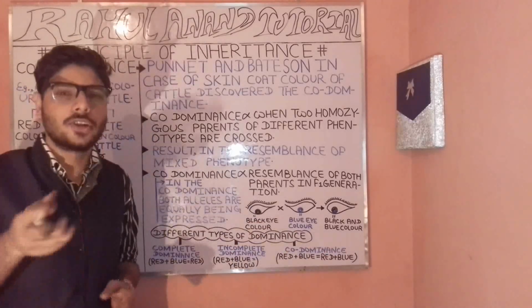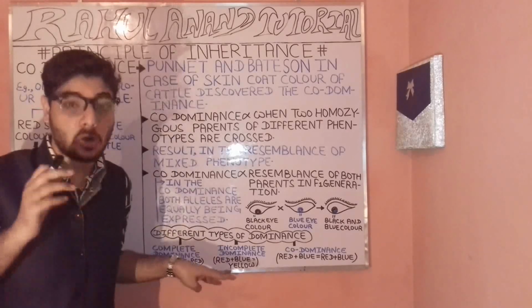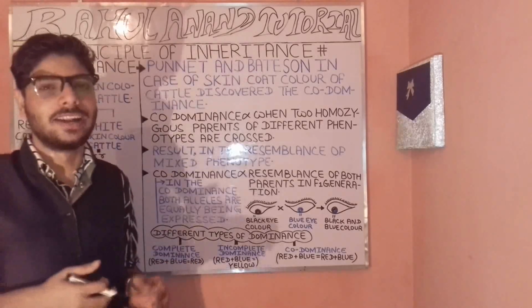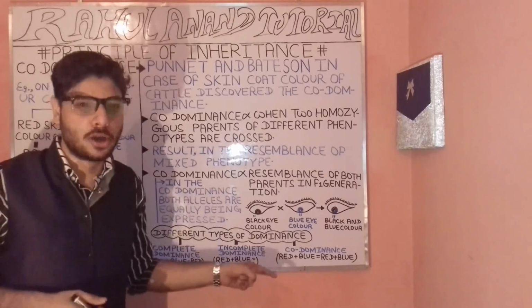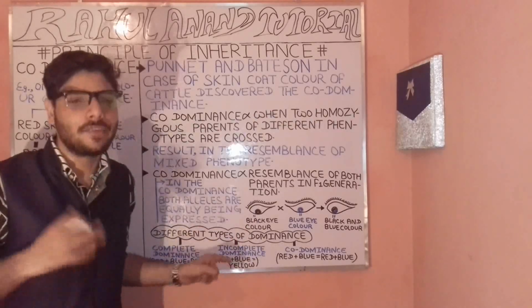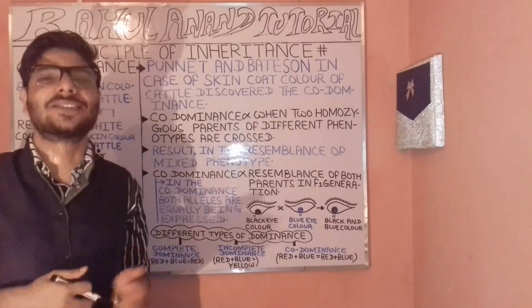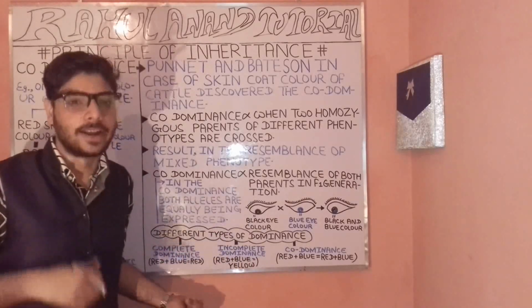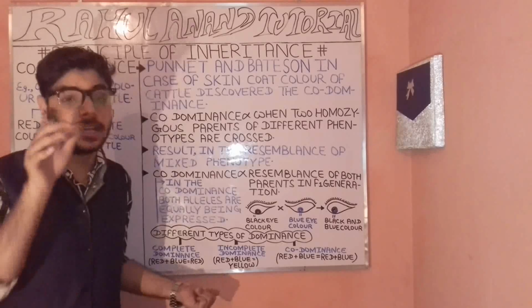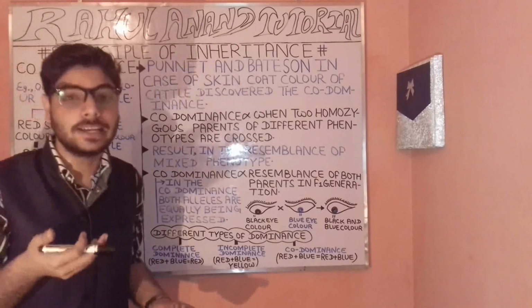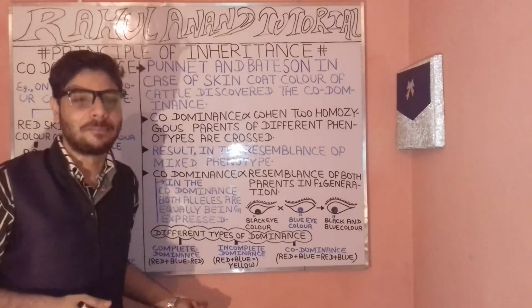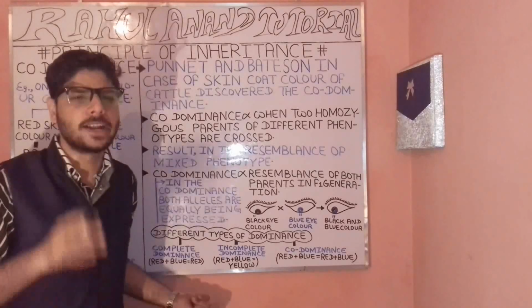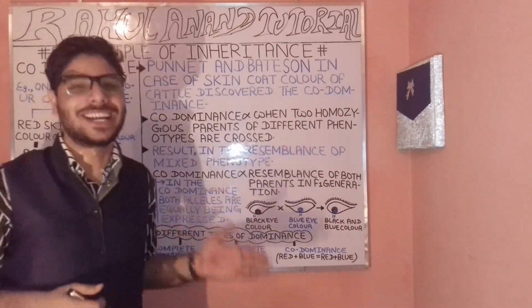Now let's understand codominancy as well as incomplete dominancy. We have different types of alleles here, in this case the red and the blue color. When they combine in the case of complete dominancy, what will be happening? The red color will be expressed.